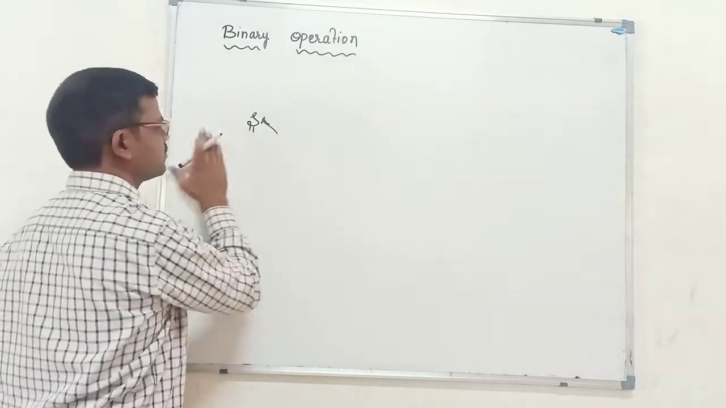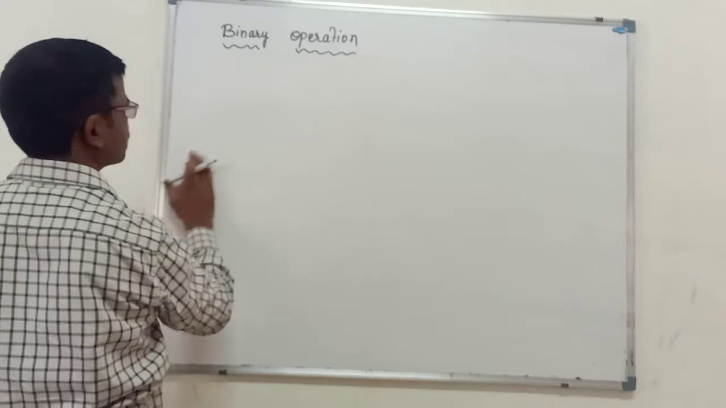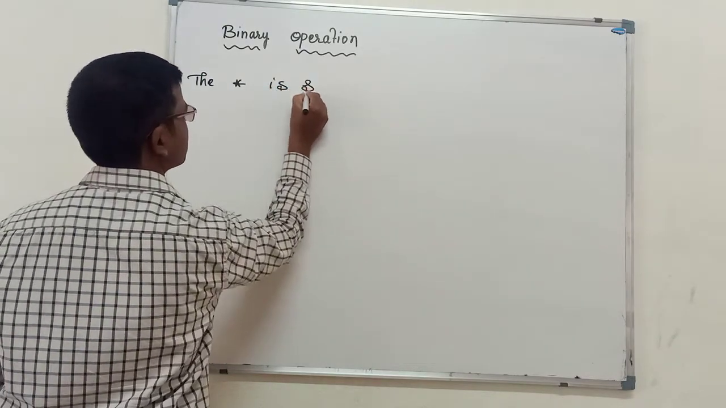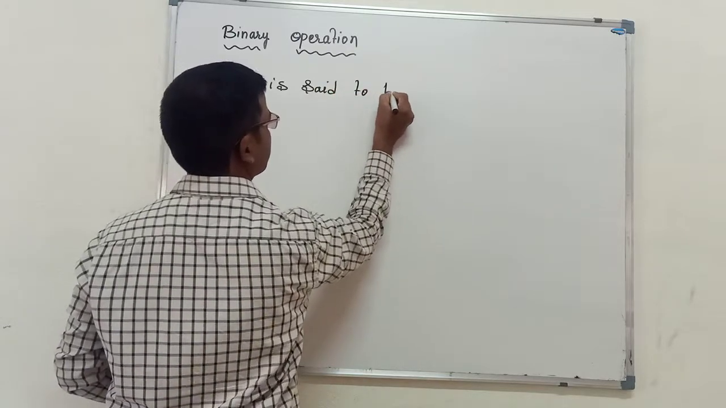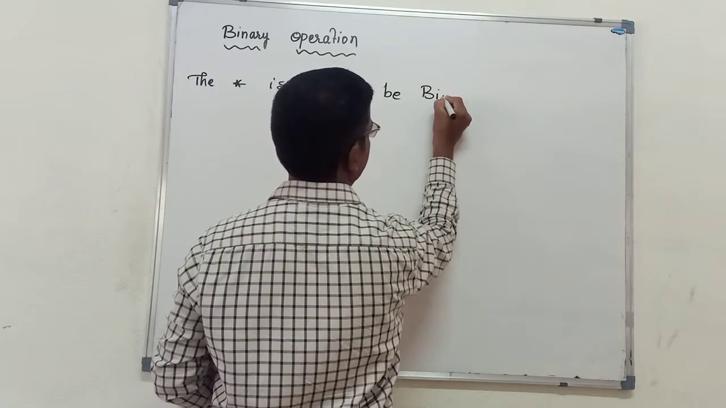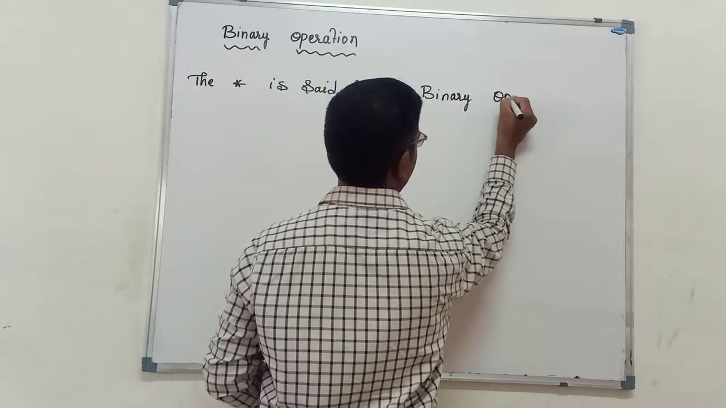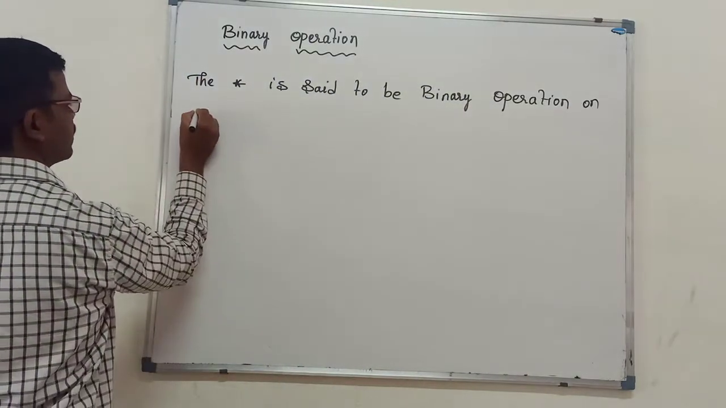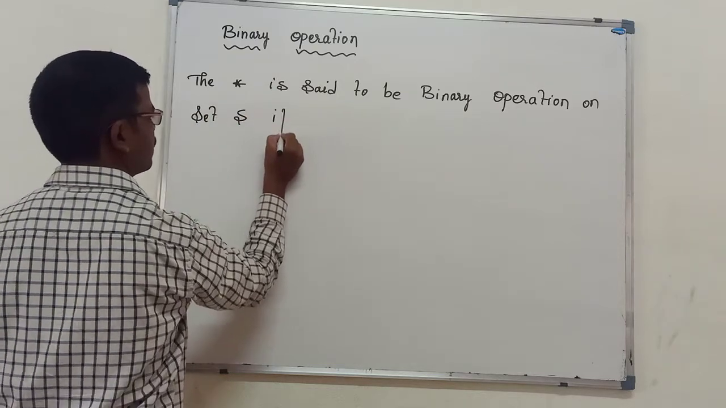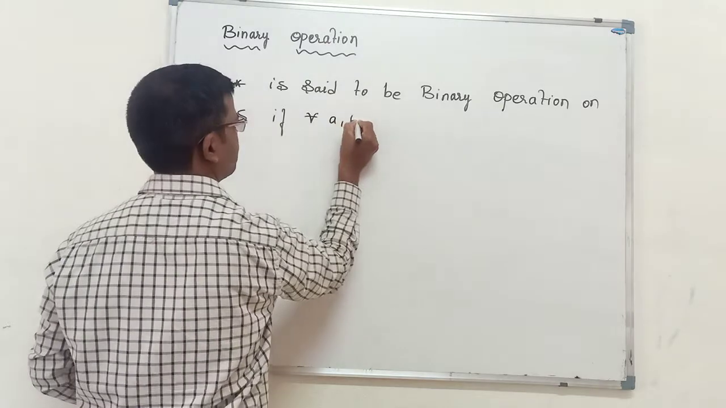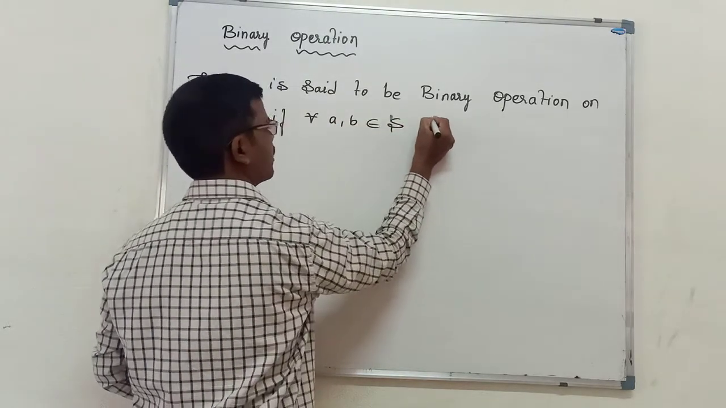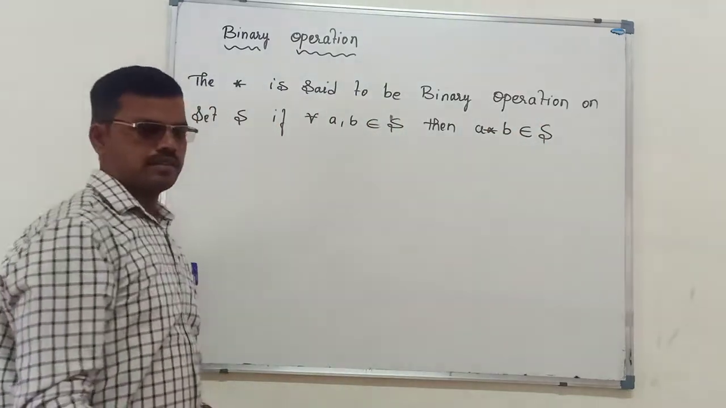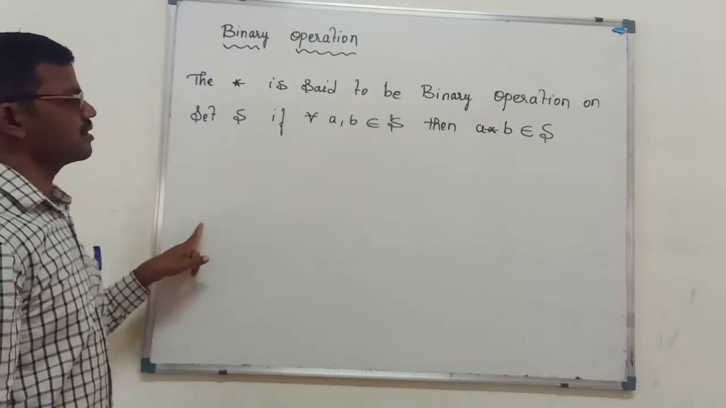So how we define it is: star is said to be a binary operation on set S if for all a, b belongs to S, then a star b also belongs to S. Then we say that star is a binary operation on the set S.